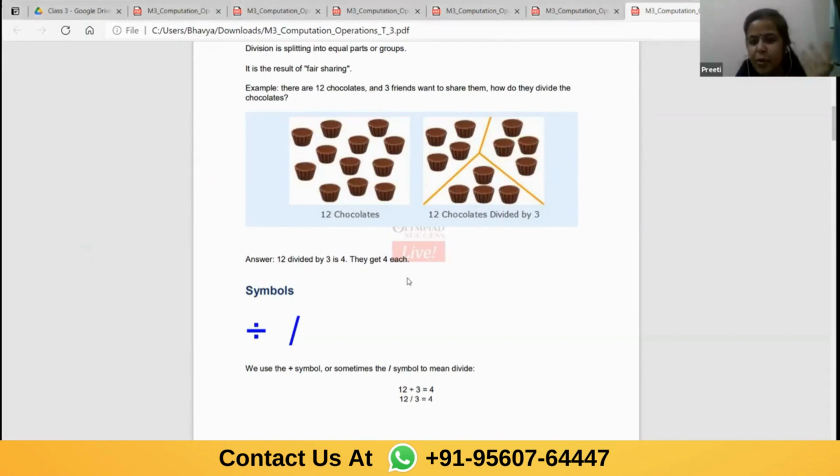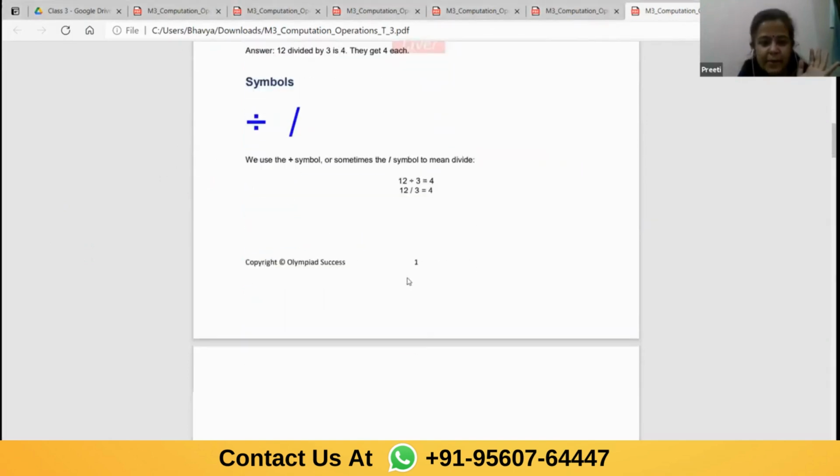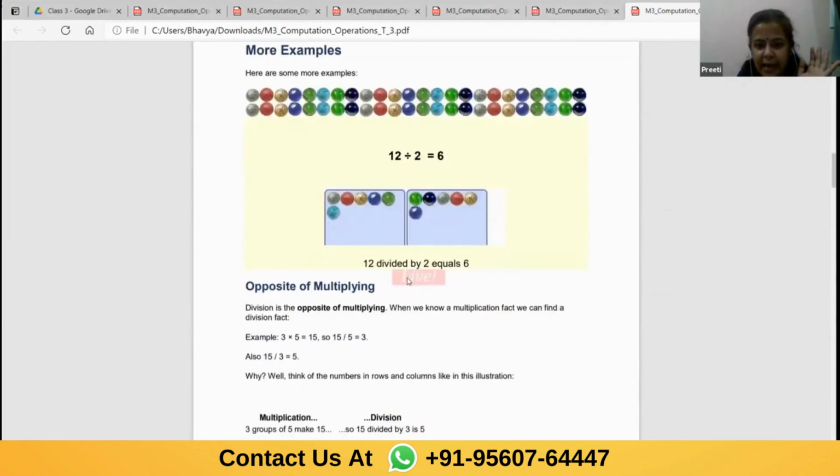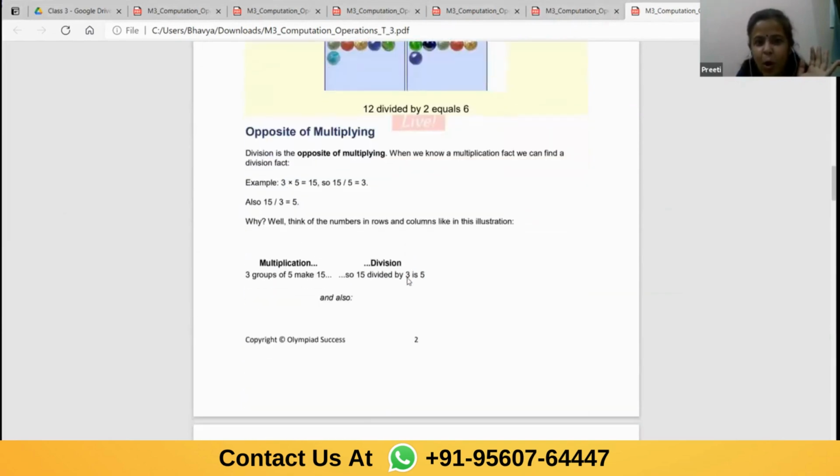This I explained to you. You can read the cup example later on. These are all examples. Now, opposite of multiplying. Division is the opposite of multiplying, and we use another word for opposite, that is inverse of multiplying. Inverse means opposite only.